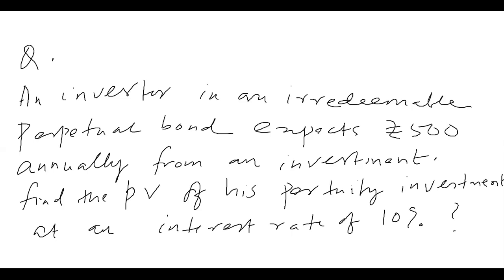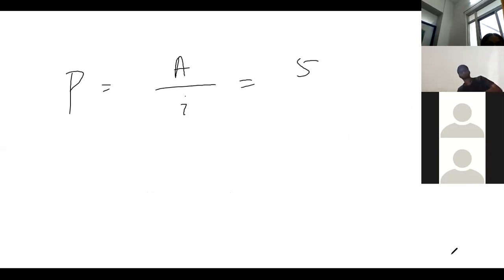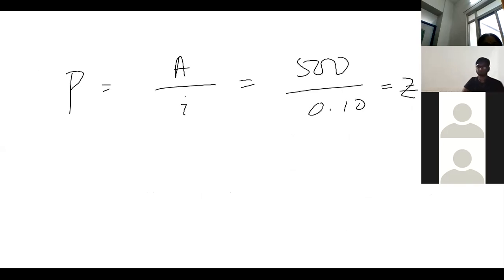$5,000. How much? 5,000. Very good. Everyone got? Okay. So simply what you have done is your PV is your A by I. Your A is 500, your I is 0.10. So the present value of his investment is 5,000. So he should not invest more than this in this bond.